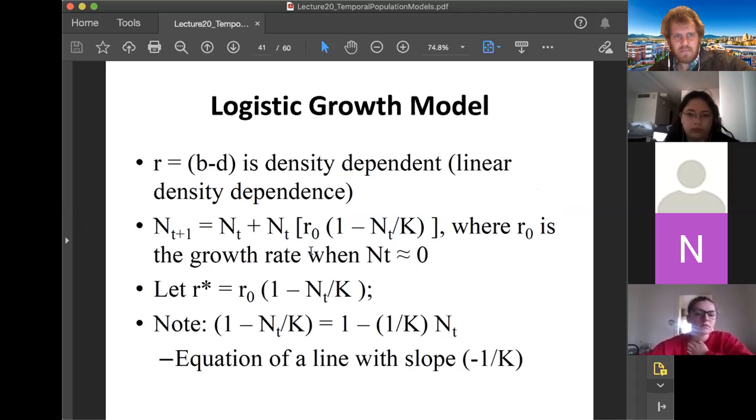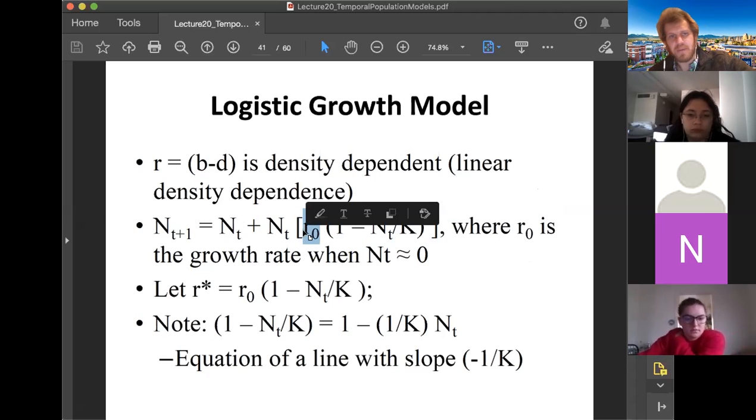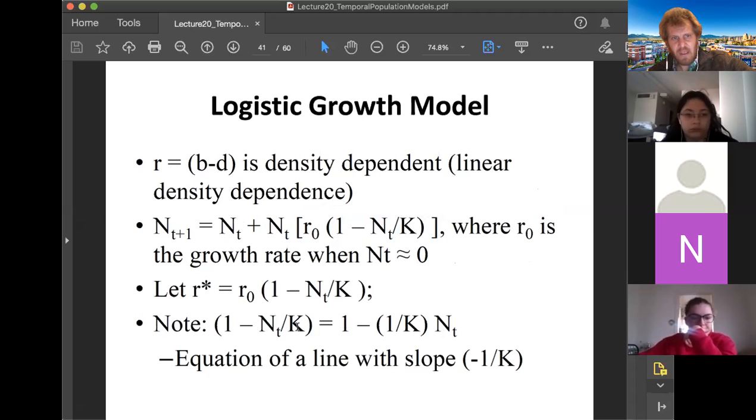R0 is the intrinsic growth rate when population size equals 0. So you could think of it as the intercept for R. R star is an equation. It's the intrinsic growth rate, but it's also a function of population size. And again, this is going to go to 0 as population size approaches K.